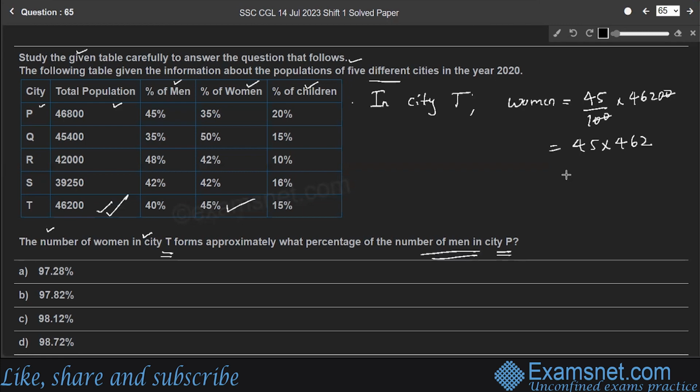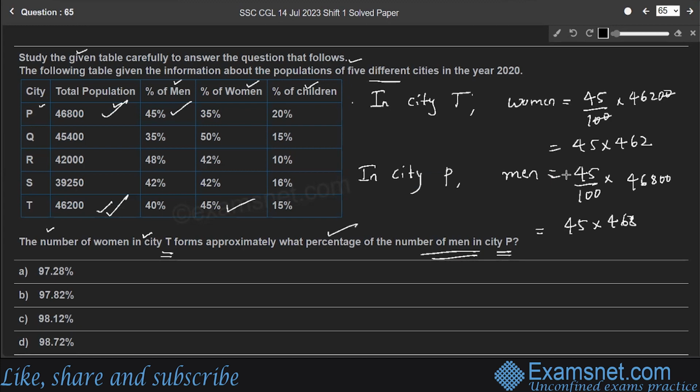Whereas total number of men in city P. So in city P, look at the percentage. So percentage of men is equal to 45%. So 45 percentage of total population. So 46,800 is total population. Therefore, 45 into 468 is number of men in city P. Here the question is number of women in city T is what percentage of number of men in city P.